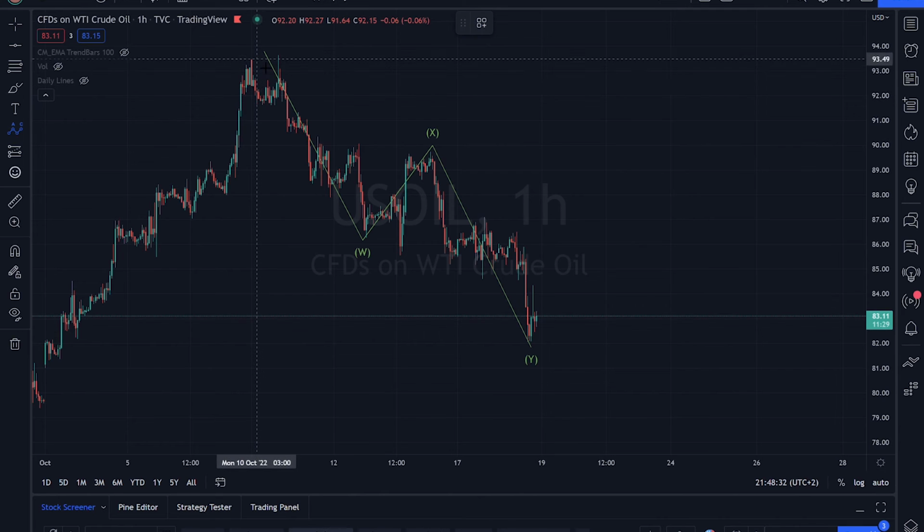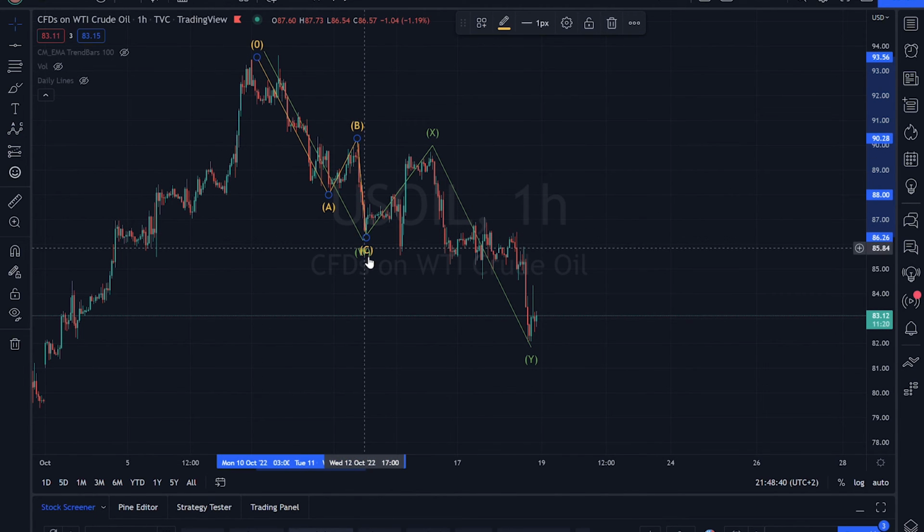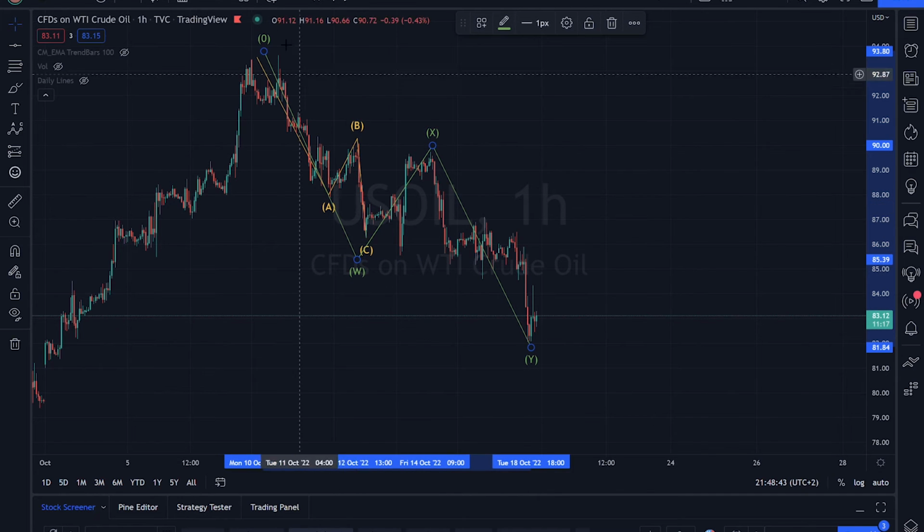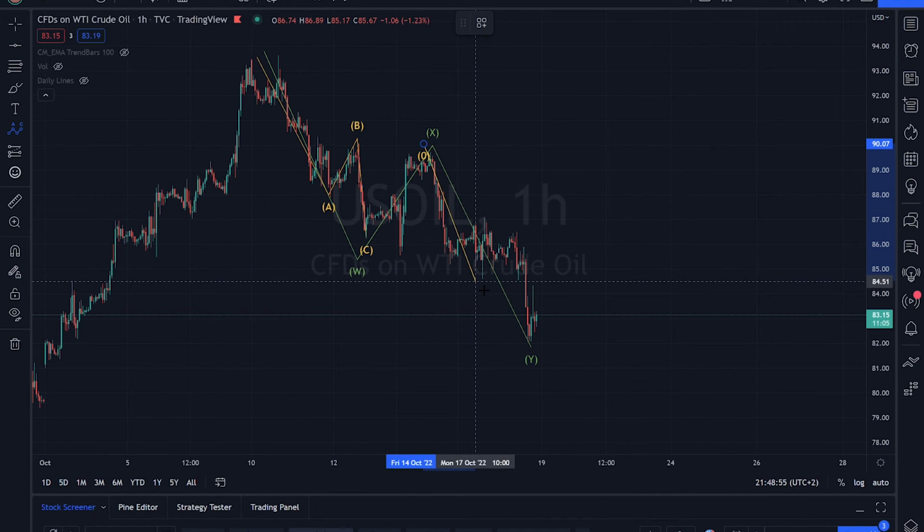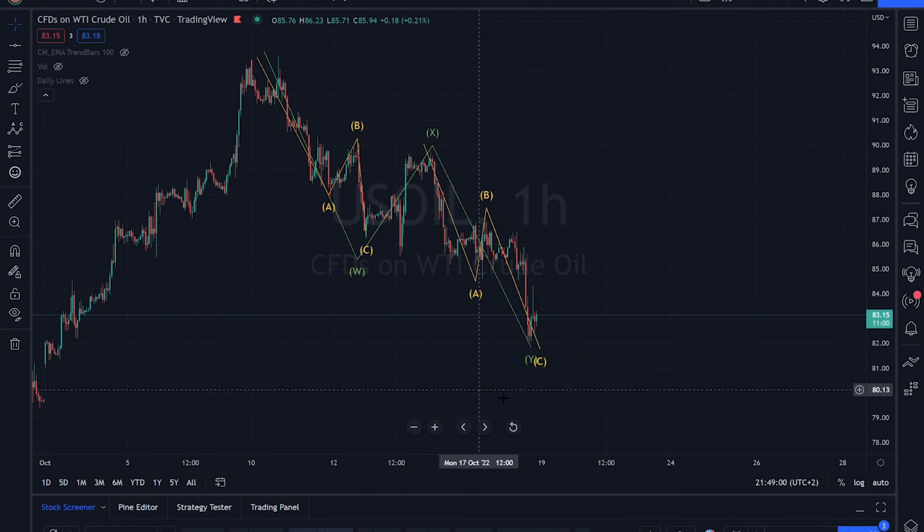So what's a WXY? It's essentially a 7-wave correction where we have 3 waves for the W wave here, like an ABC, and then we have another ABC going up for the X, and then we have another ABC, A, B, and then C down here to finish off on the Y here. The W wave and the Y wave should be of equal length, which looks about right.